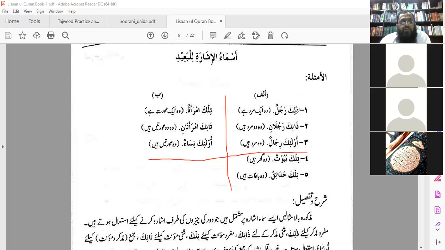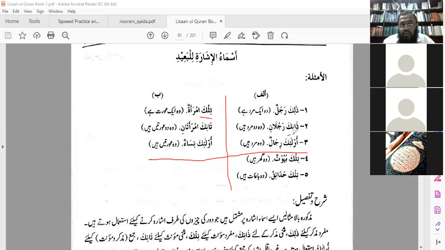So let's focus on this. Dhalik is used for someone, meaning mufrad, mudhakkar, to demonstrate that that person is at a distance. And tilka is used for muannas and for demonstrating that a wahid muannas is at a distance. Tilka imratun, that is a woman. We are demonstrating that the woman happens to be at a distance.